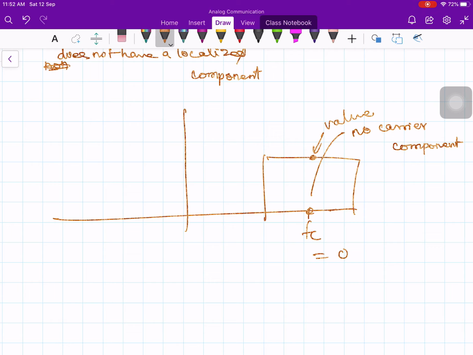Therefore, the process of modulation is simply shifting the spectrum from one location, from the 0 location, to some other location. That's all we have to do in the case of amplitude modulation.